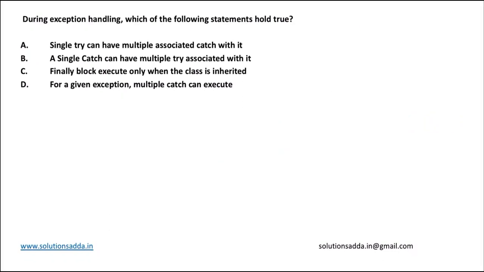This is a question from programming. During exception handling, which of the following statements hold true? Options are: single try can have multiple associated catch with it, a single catch can have multiple try associated with it, finally block can execute only when the class is inherited, or for a given option multiple catch can execute. So the correct answer for this question is single try can have multiple catch associated with it. Hence option A is correct.